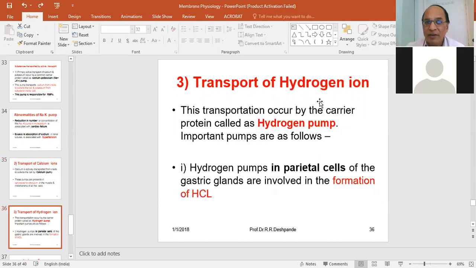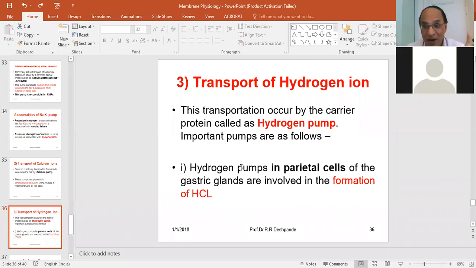Transport of hydrogen ion. Can you see here? This transportation occurs by the carrier protein called a hydrogen pump. The hydrogen pump is present in the parietal cells of the gastric glands, and they are involved in the formation of hydrochloric acid. These are some examples of physiological or pathological activity of this pump.